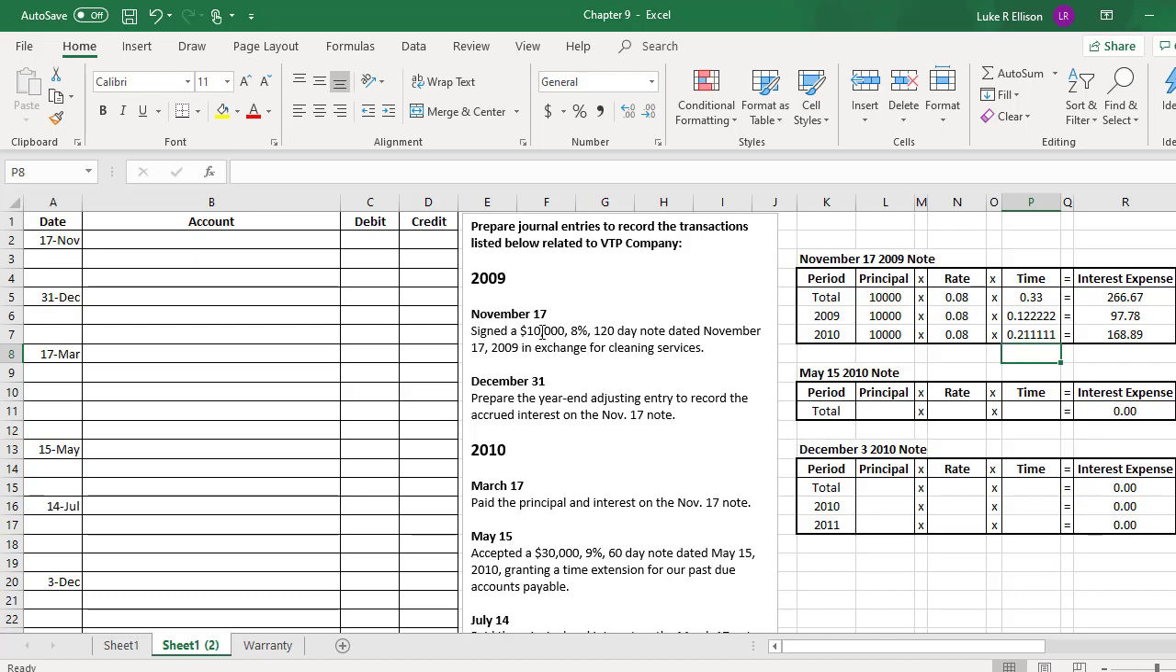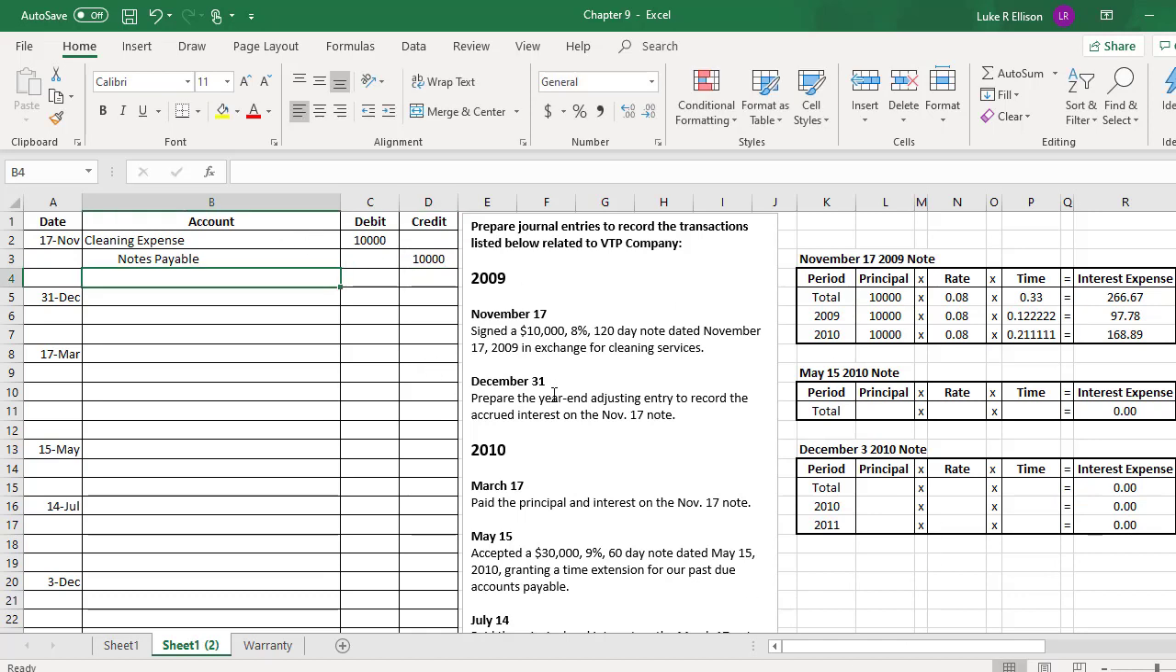So the first transaction says we signed a $10,000, 8%, 120-day note dated November 17 in exchange for cleaning services. Alright, so since we are getting cleaning services, that's an expense to the company, so we could title that cleaning expense. And that's going to be for $10,000. And then we have to record the notes payable, which is also going to be for $10,000.